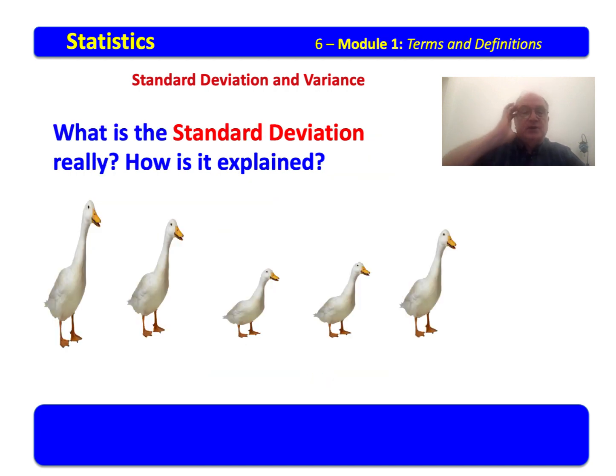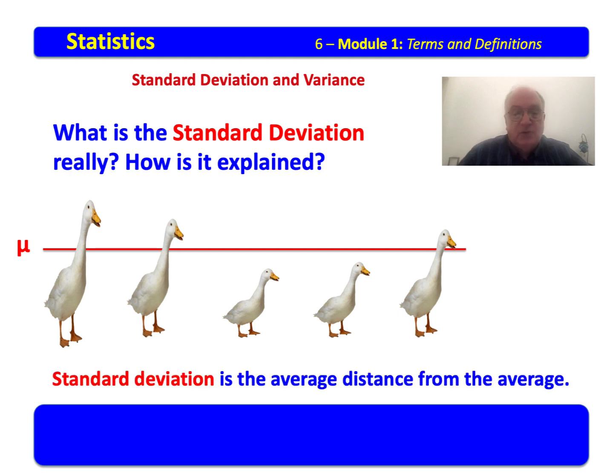Let us begin our journey. What is the standard deviation really, and how is it explained? Now let's take these 5 little ducks. You probably figured out I like pictures. So let's look at the population mean of these 5 ducks, considering their population. The population mean would be the average height. Some of them are taller, some of them are shorter.